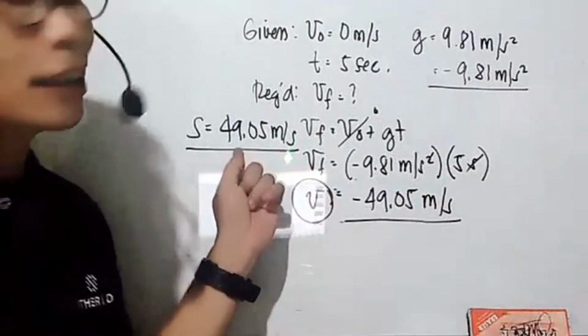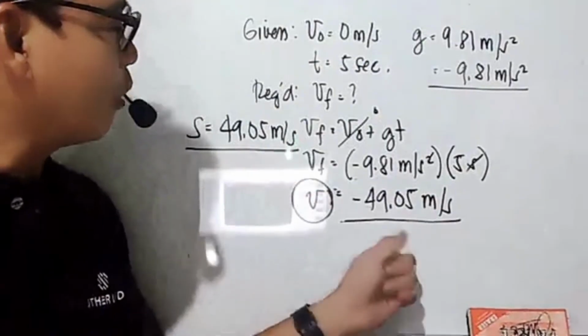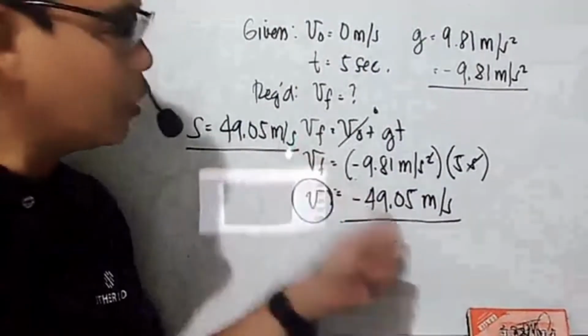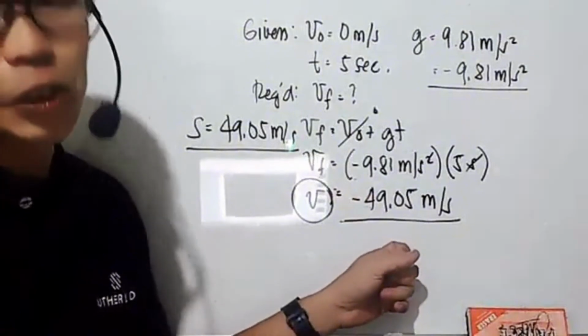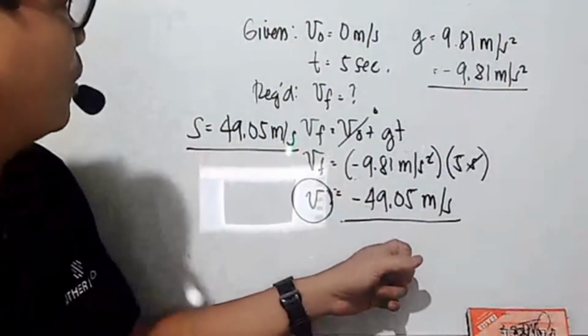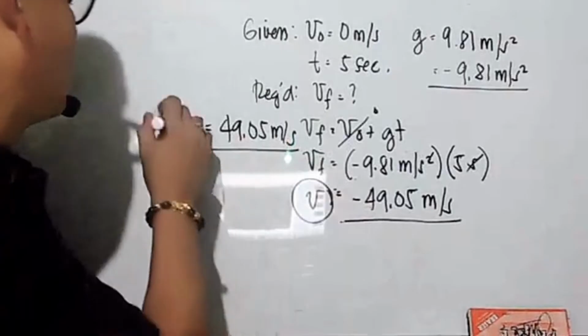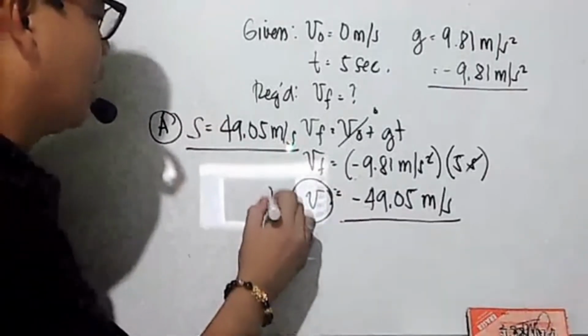Okay, so I repeat, your distance is positive since scalar quantity siya, your velocity is negative. Okay, the velocity is negative, it just indicates the direction, okay, of the ball. Okay, so that's the answer for A and B.